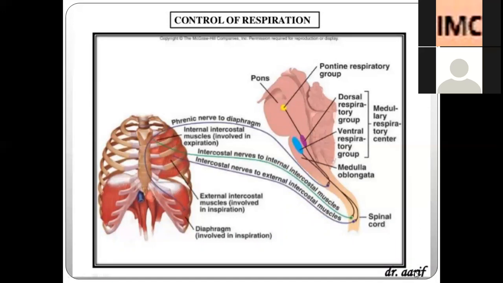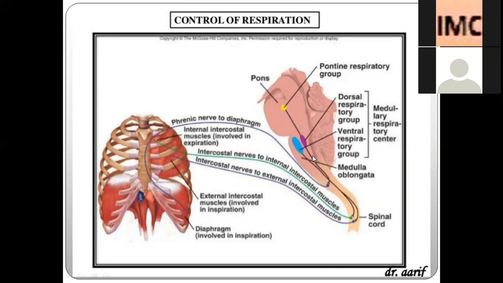I think Dr. Arif, the name is given. I don't know regarding him, but this gives an idea regarding the whole of respiration. See, this is your pons, this is your medulla. You have the pontine respiratory group, the dorsal respiratory group, and the ventral respiratory group. In the medulla, you have these two centers. In the pons, you have this one center.